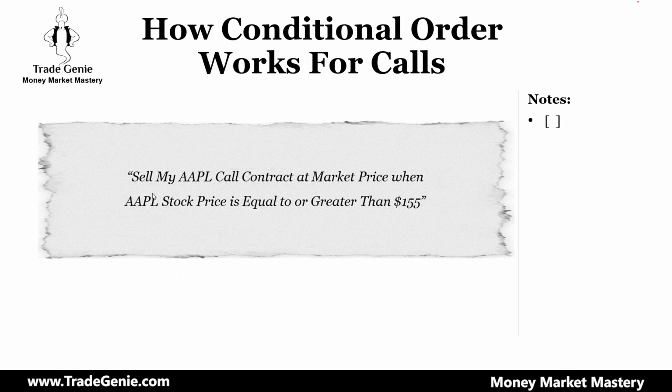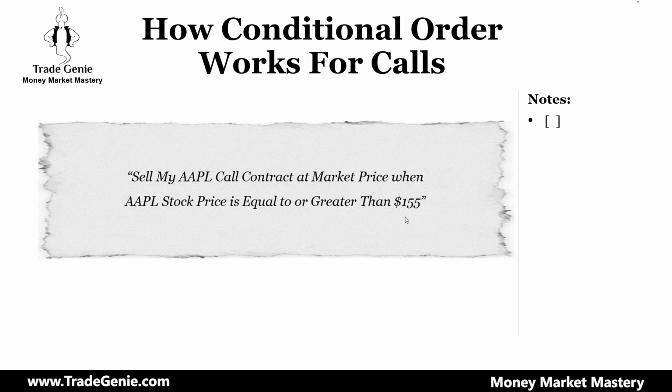So you're telling your broker, hey broker, sell my Apple call contract at market price when Apple stock price is equal to or greater than 155. If tomorrow Apple gaps up to 159, your order will become a market order. There is a drawback: you may get a wrong fill because of the market price. You cannot set it as a limit order. It's whatever the option price is trading at that time.